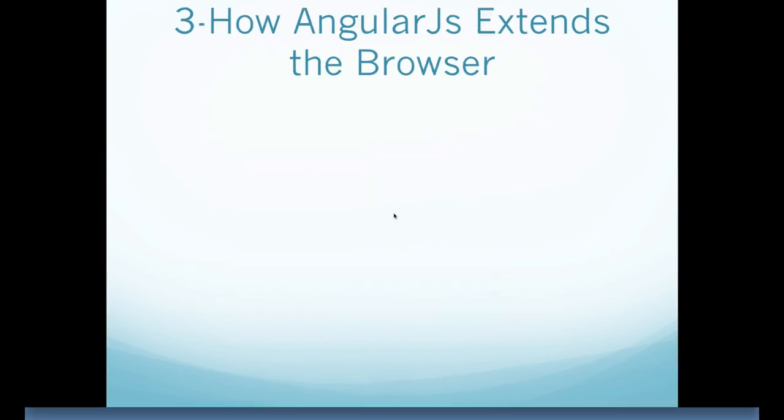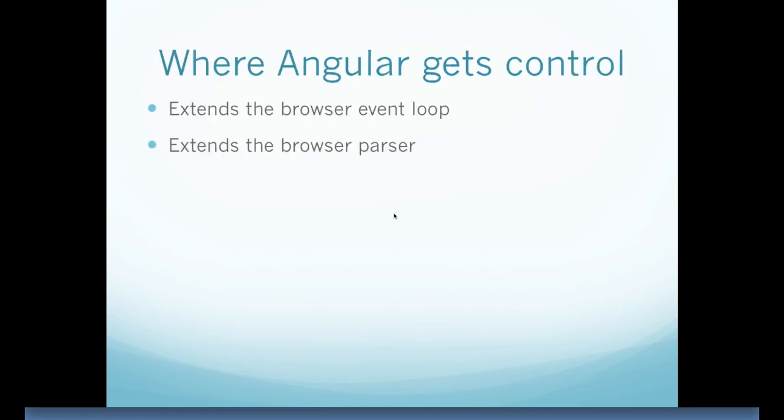How AngularJS extends the browser. We talked before about how you can think of AngularJS as a browser extension. And remember, browsers do two things for a living. They process events and they parse and render HTML. Well, these are the two points where Angular gets control and enhances the browser. It extends the browser's event loop, and it extends the browser parser.